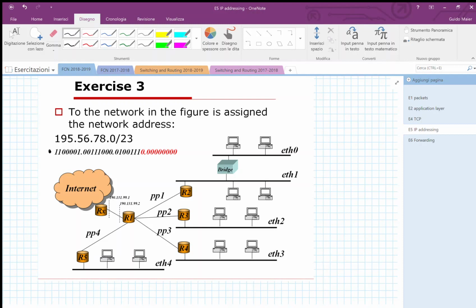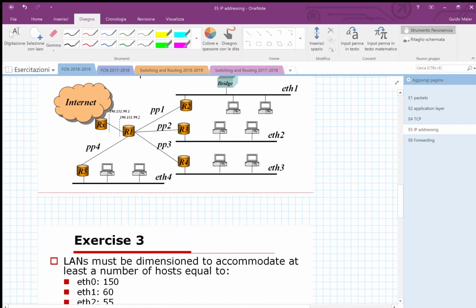So in this case, for instance, you could even leave in decimal 195 and 56, while 78 should be translated into binary form, because the mask is /23, so it means that the network prefix finishes at the first least significant bit of the third byte. Okay, so this is the network, and we have to perform subnetting considering the following requirements.